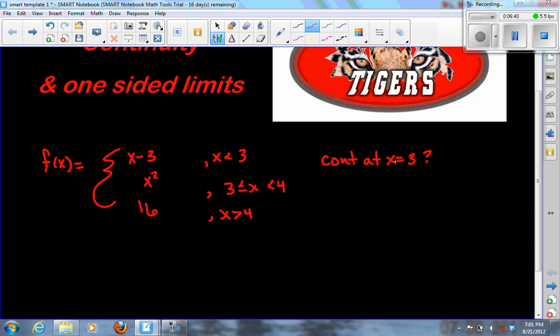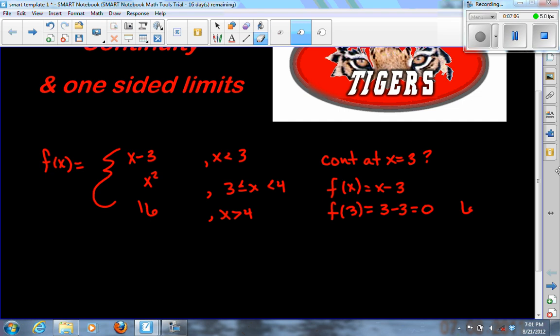So we're checking 3 again because this says everywhere up to 3, and this says after 3 but stop at 4. So right here, f of x equals x minus 3. If I check f of 3, that'll be 3 minus 3, which is 0. And this is from the left. And f of 3 from the other side is 3 squared, which is 9.